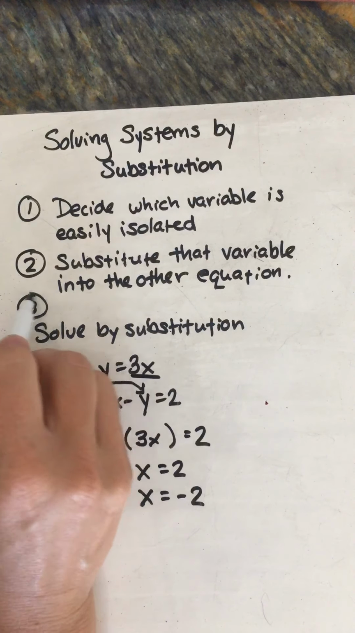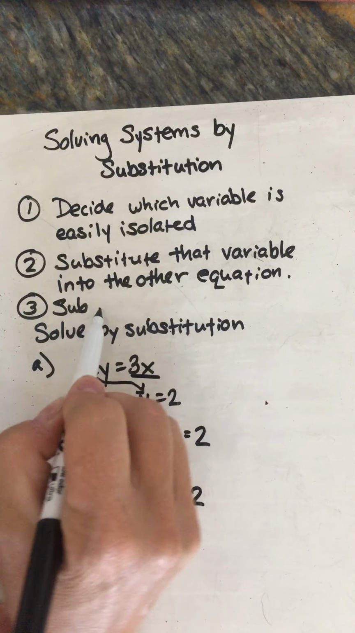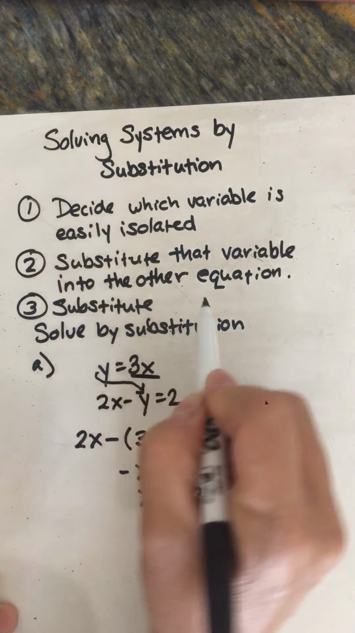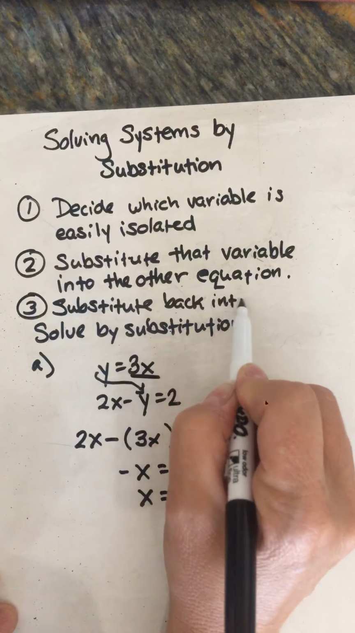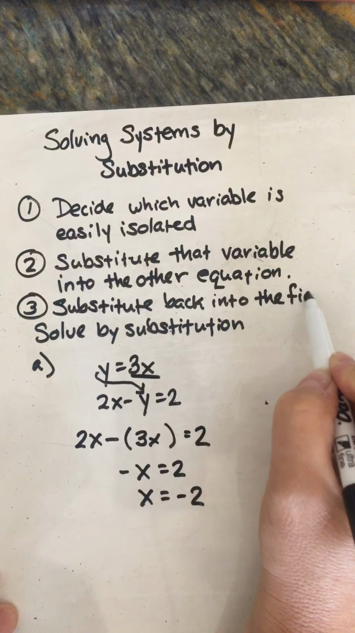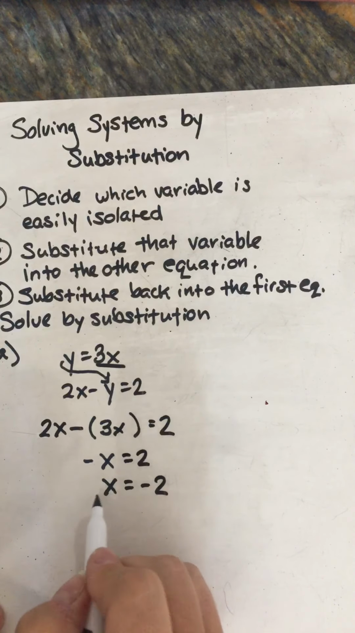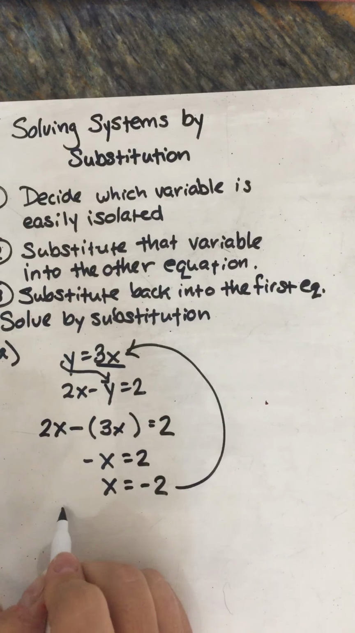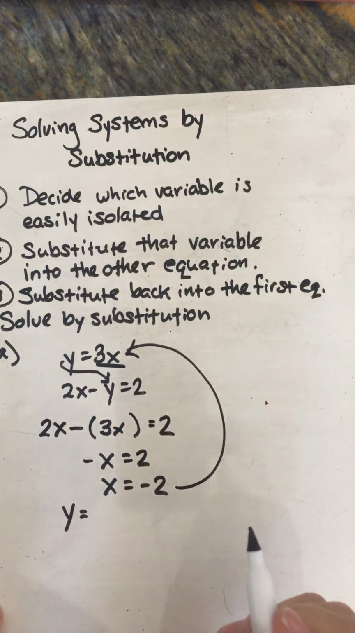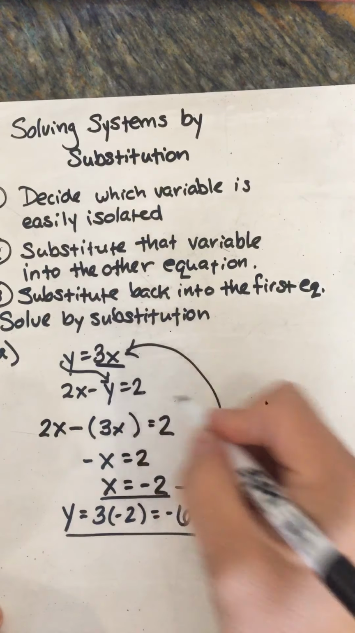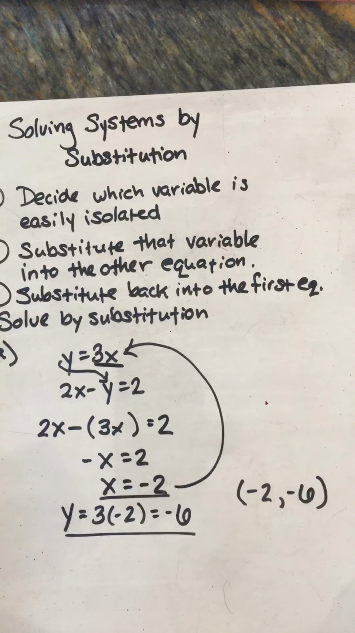Then step 3, you're going to substitute back into the first equation. So we're going to take this x equals negative 2 and substitute it back into our first equation. Actually we could do either one. Do the easy one though. y equals 3 times negative 2, so y equals negative 6. This ordered pair tells us that these two lines will intersect at negative 2, negative 6. So that's your solution.